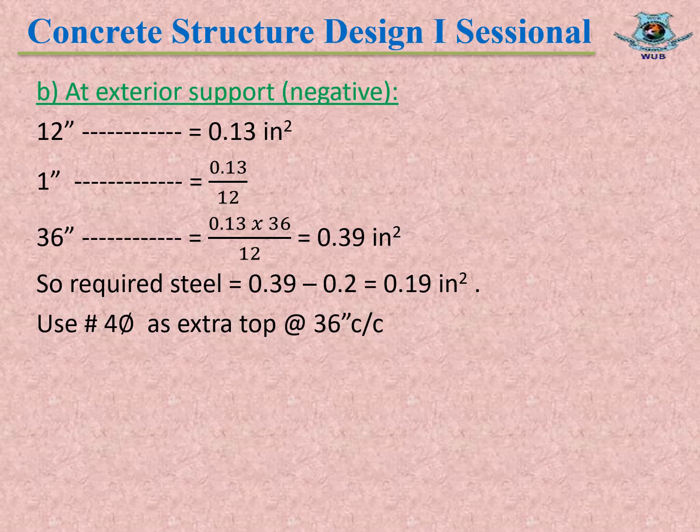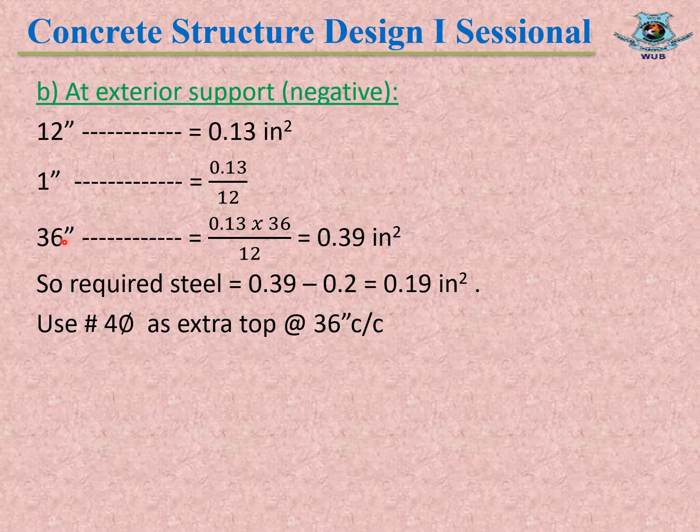This steel is for extra top at exterior support. At exterior support, steel area was 0.13 inch square per feet. That means for 1 feet or 12 inch spacing, steel required is 0.13 inch square. Similarly, for 36 inch spacing, steel required is 0.39 inch square. So extra top required is 0.39 inch square.